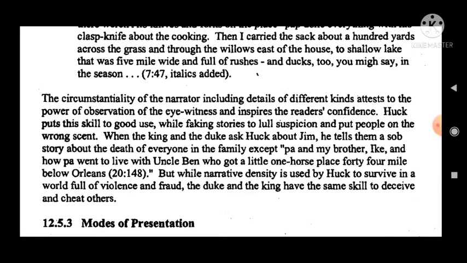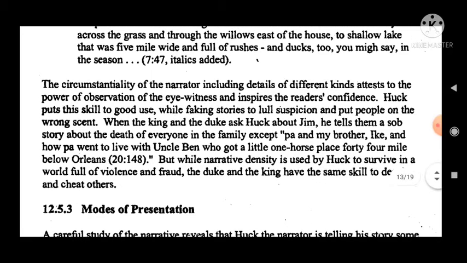The circumstantiality of the narrator, including details of different kinds, attests to the power of observation of the eyewitness and inspires the reader's confidence. Huck puts this skill to good use while faking stories to lull suspicion and put people on the wrong scent.